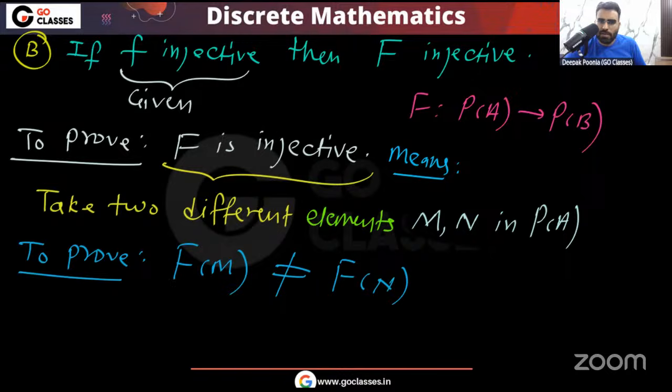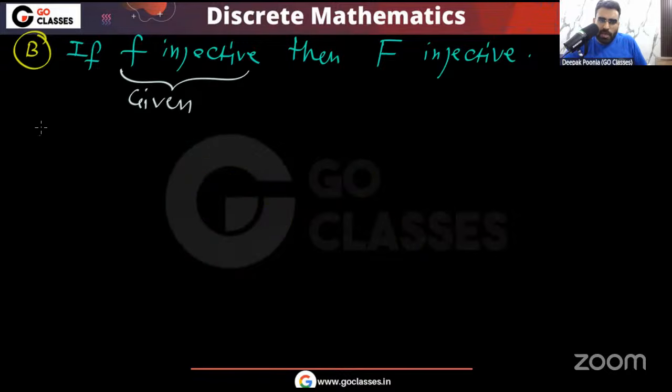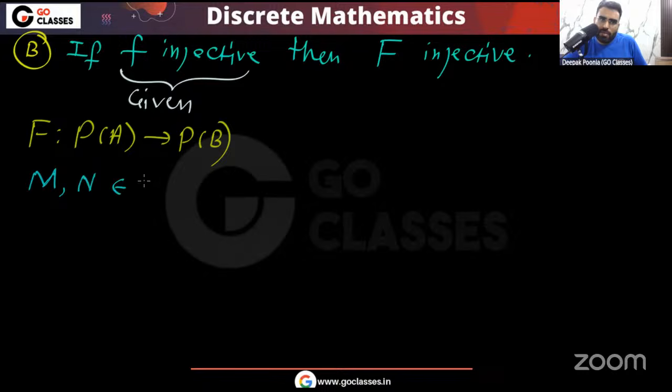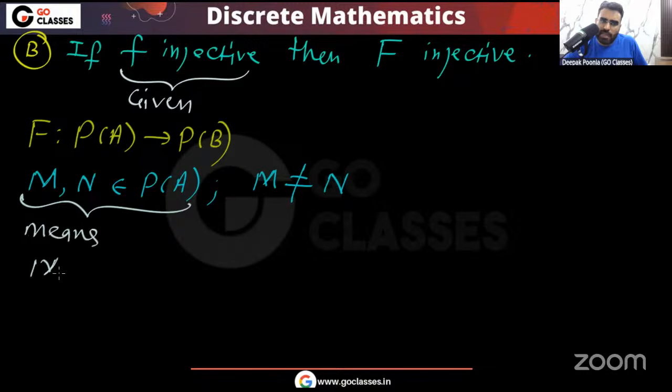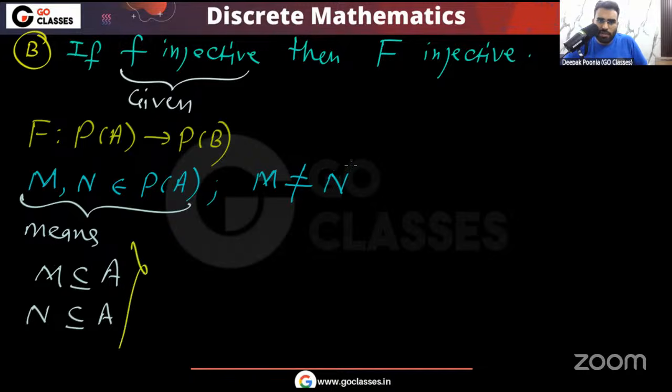Now let's see how to do this. You just take M comma N, these are different, right? You can see capital F is from PA to PB, and M comma N belong to PA and they are different. M is different from N. What does it mean when I say M is different from N? Remember, M and N belong to PA. It means that M is a subset of A, and N is a subset of A. Correct?